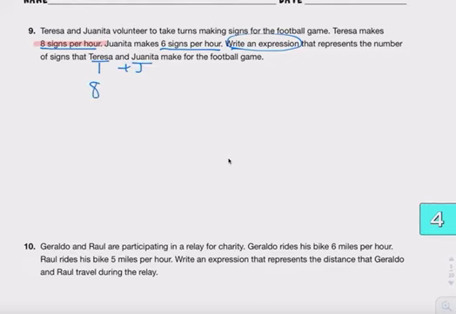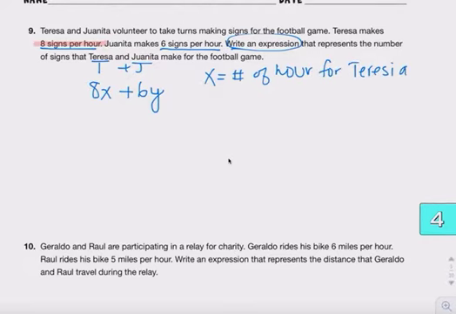Okay, Teresa is 8 signs per hour, so 8X for Teresa, plus Juliet makes 6 signs per hour. She works a different amount of hours, so we need to give it Y. Let X equal the number of hours for Teresa, and let Y equal the number of hours for Juliet.